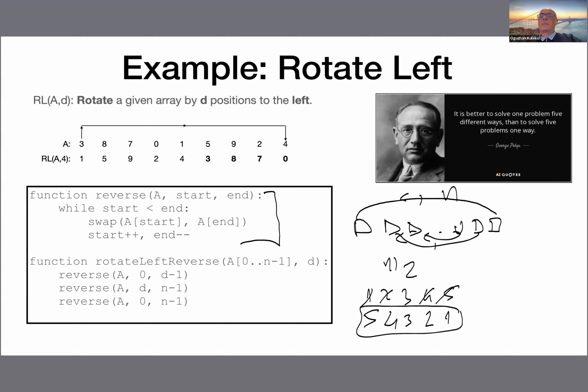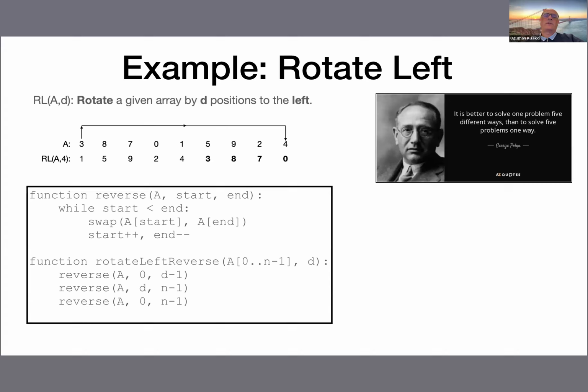What is the complexity of the reverse? It's not difficult to see that it is linear, right? Again, let's try to do it in our old-fashioned way. While start is less than n, so if a is of size n, that means this will be executed n times, okay?